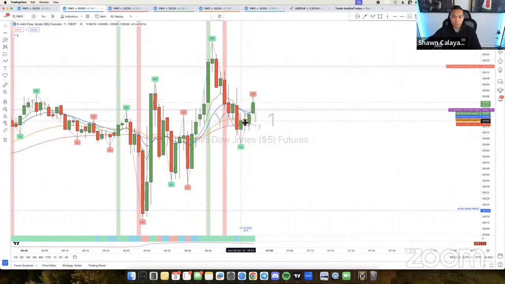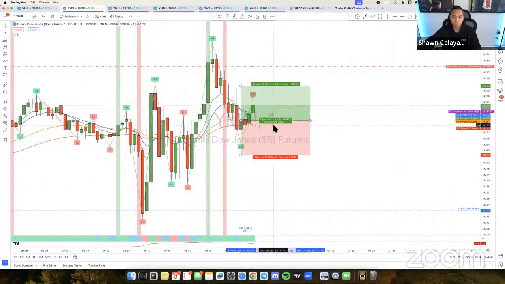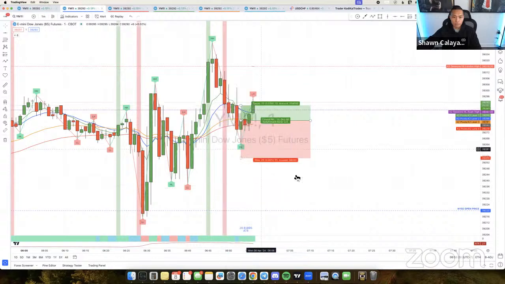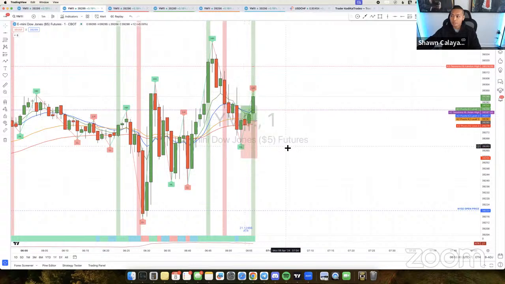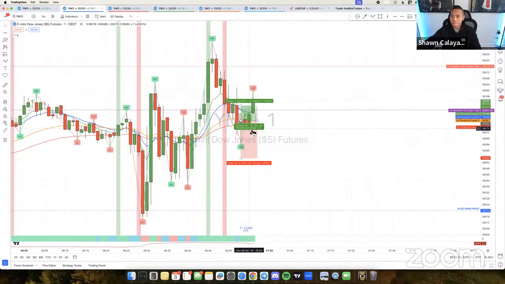So looking at this entry here for the consolidating variation, it looks like it would have hit TP again right there. But the problem is that it's at the sessions. So I would not have messed with this entry here. But it would have hit.